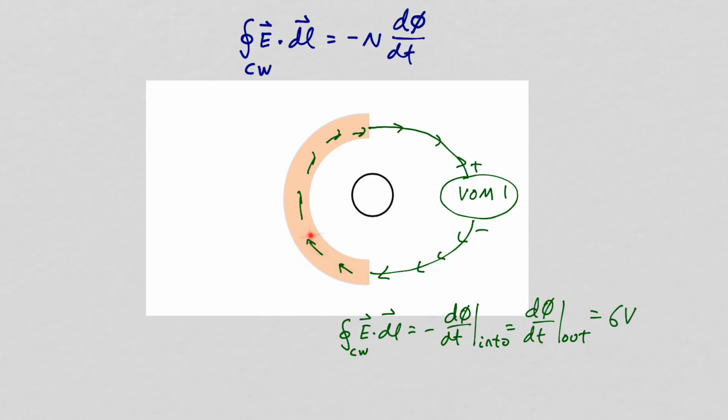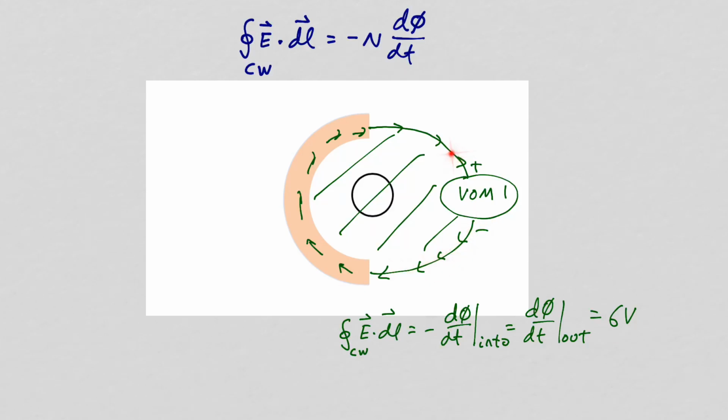Putting your right fingers in the direction of integration, your right thumb points into the page. The integral of E dot dl around this path is equal to minus the change in flux with respect to time into the page inside of this area right here, the area defined by our path of integration. So that is equal to the change in flux with respect to time out of this area, and the only place you have a changing flux is the 6 volts coming out of the page from your solenoid.